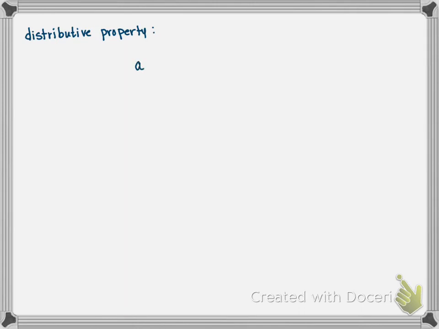tells us that A times B plus C is equal to A times B plus A times C, right? We've all seen that a million times in a million textbooks, and we use it all the time to simplify expressions. So going from here to here is simplifying.